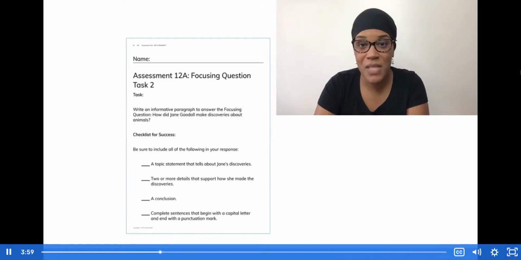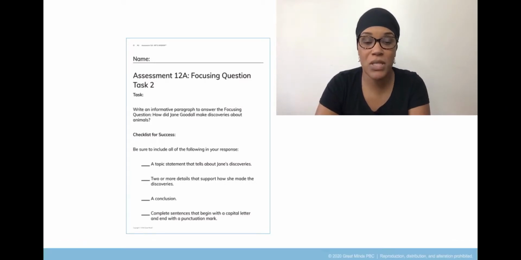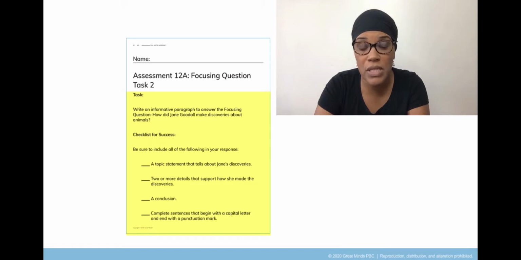Okay, take a look at your screen and look at Assessment 12A, Focusing Question Task 2. Here are the instructions for the task. Write an informative paragraph to answer the focusing question, how did Jane Goodall make discoveries about animals? Checklist for success. Be sure to include all of the following in your response: a topic statement that tells about Jane's discoveries, 2 or more details that support how she made the discoveries, a conclusion, and complete sentences that begin with a capital letter and end with a punctuation mark.